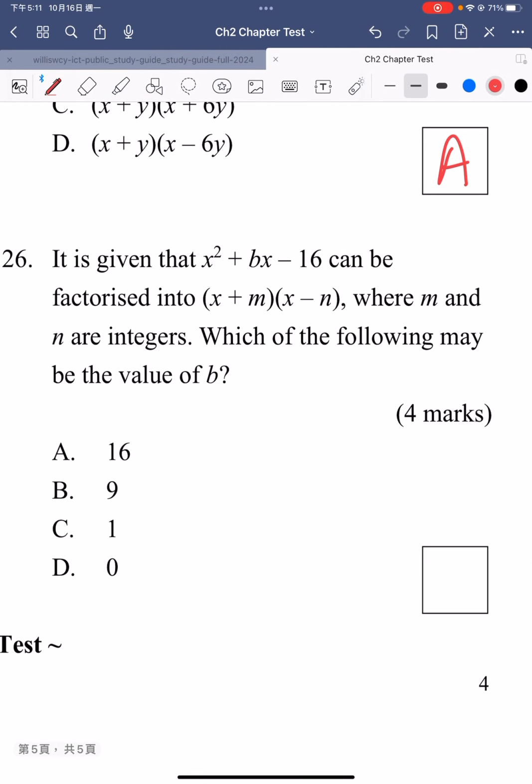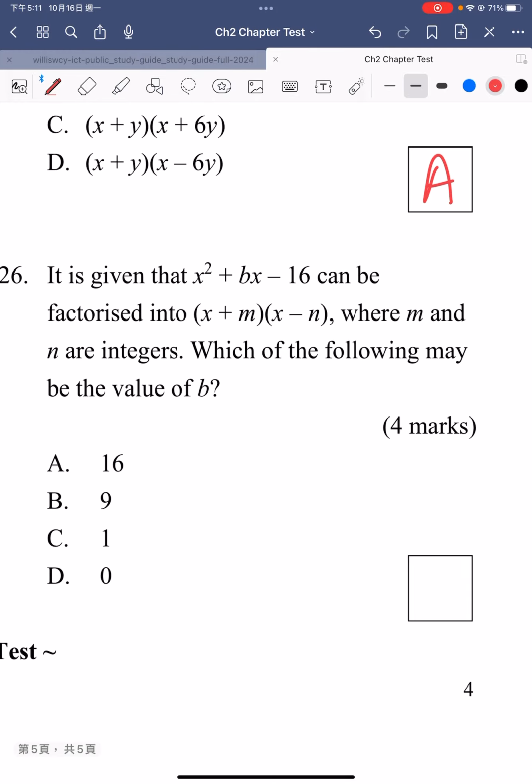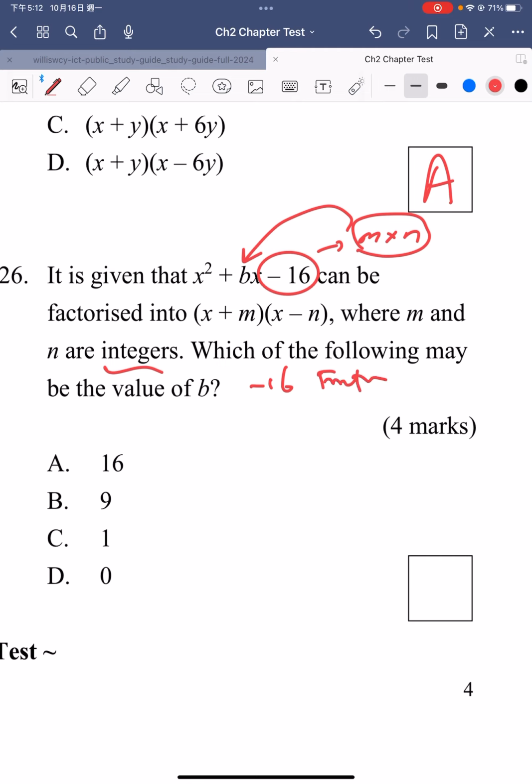So for the last question, it is given that x squared plus bx minus 16 can be factorized into an equation where m and n are integers. So which of the following may be the value of b? First of all, we need to think about the negative 16 here. Negative 16 can be read as m times n, isn't it? Then what we need to find is the sum of the two numbers, which is going to be b. So negative 16 can be factorized as 1 times negative 16, 2 times negative 8, 4 times negative 4, and we have 8 times negative 2, 16 times negative 1.